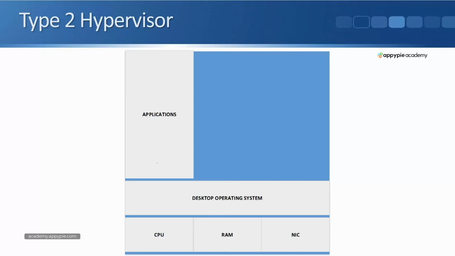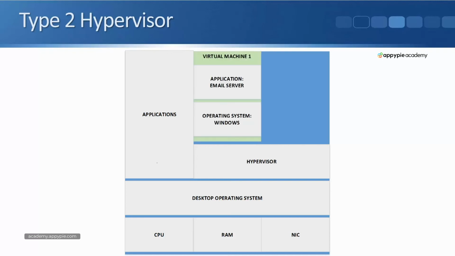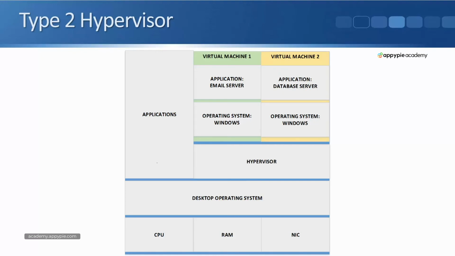Running on there. Then we install the Type 2 hypervisor as another application on top of our normal desktop operating system. And then on top of there, in the hypervisor, we'll have our different virtual machines. So here we've got virtual machine 1, which is our email server, virtual machine 2, which is our database server. Let's have a look at how Type 2 hypervisors work with another lab demo.